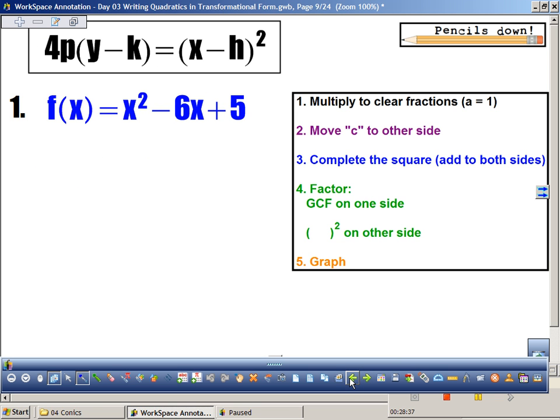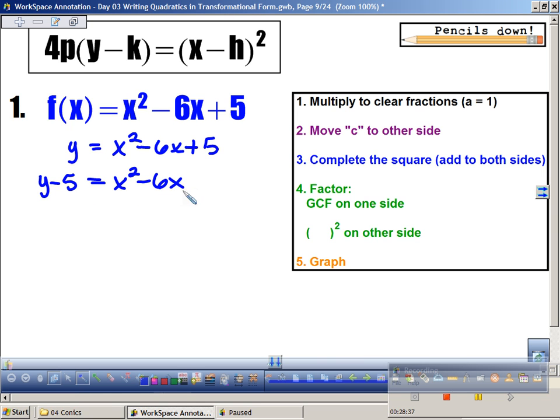Can I get you guys to quiet down for a second? Thank you. All right, so I'm going to turn this to y first. Y equals x squared minus 6x plus 5. Move the 5 on the other side. It becomes y minus 5 equals x squared minus 6x.